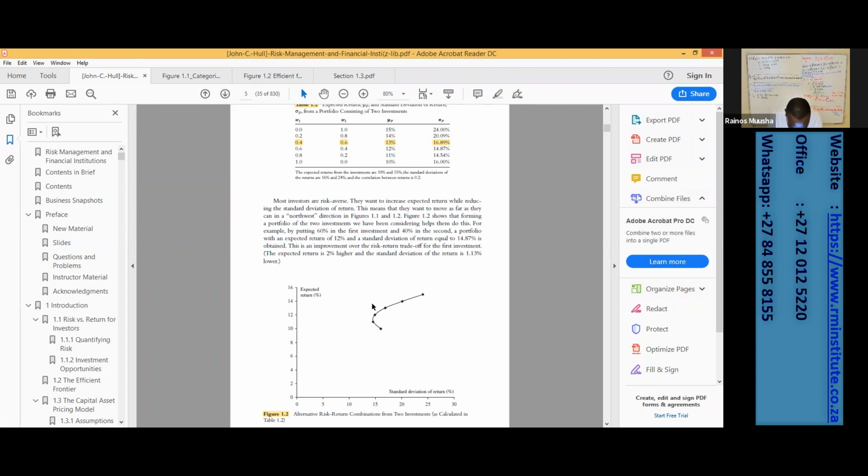So do you see that we are now plotting the expected returns against the corresponding standard deviations, right? Are we on the same page? So that's basically what they are now doing when you look at table 1.2 and figure 1.2. Any questions?